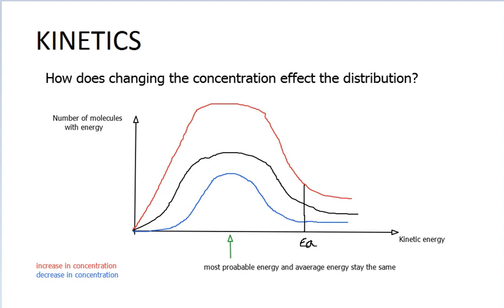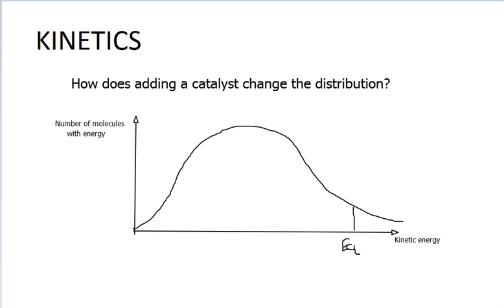Remember, both graphs still have asymptotes and pass through the origin. Okay, so lastly we see how a catalyst affects the distribution. As you can see, it's still the same curve. However, adding a catalyst will lower the activation energy, and so you get a bigger area under the graph that has an energy bigger than the activation energy compared with the previous.